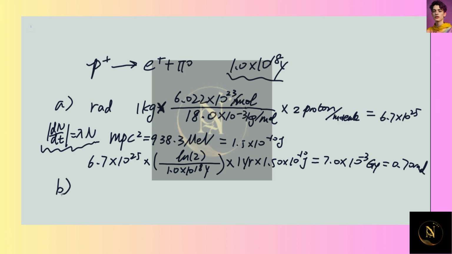And then in part B, we want to find the equivalent dose. But we have an RBE of 1, so the equivalent dose is still 0.7. The equivalent dose is going to be 0.70 rem.